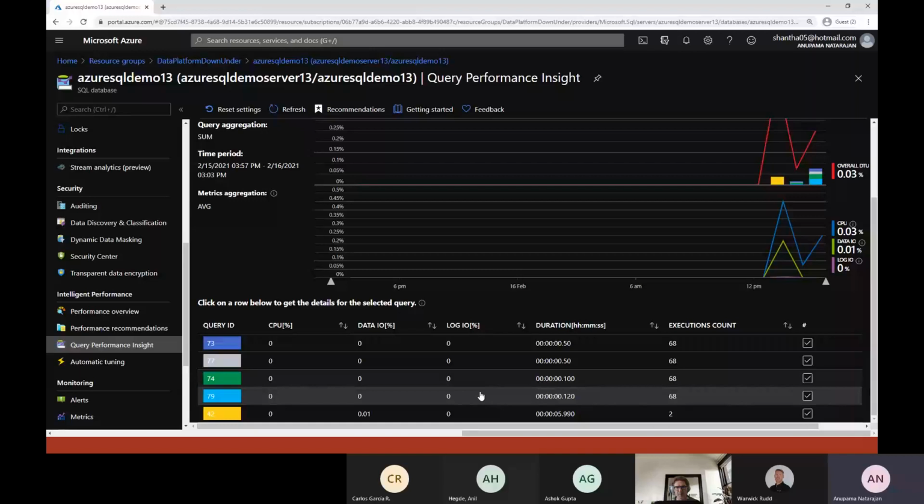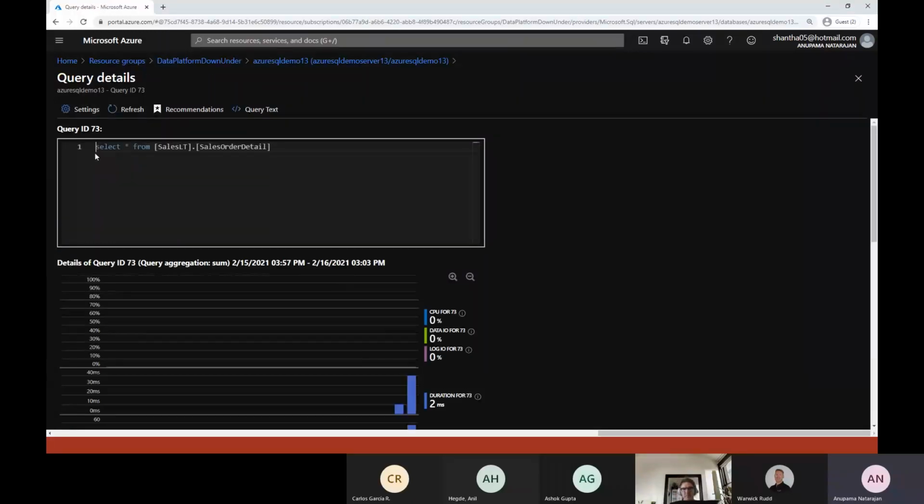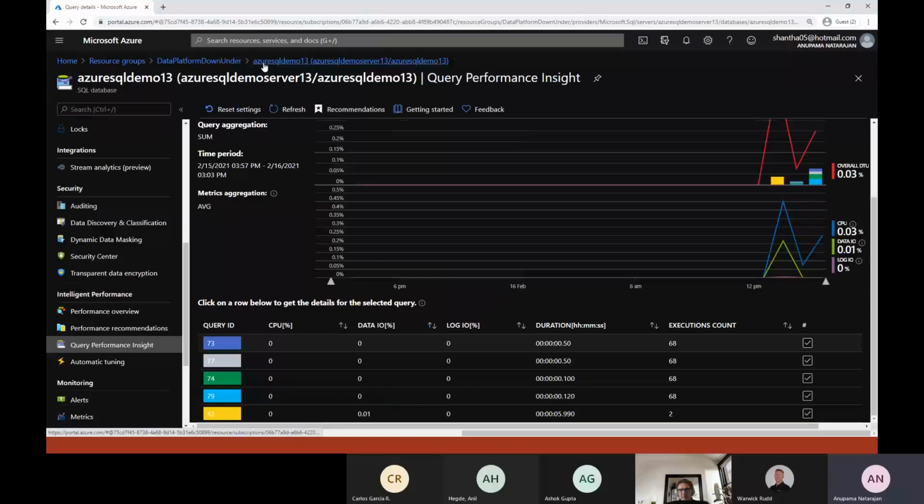If you have any performance bottleneck, or if someone tells you there is a performance bottleneck they are seeing in Azure SQL, or a huge amount of DTU consumption, you can drill down here and figure out which particular query is causing the bottleneck. Look at the query text, and you can start looking at optimizing your queries. So that's again an out-of-the-box capability that you have on Azure SQL.